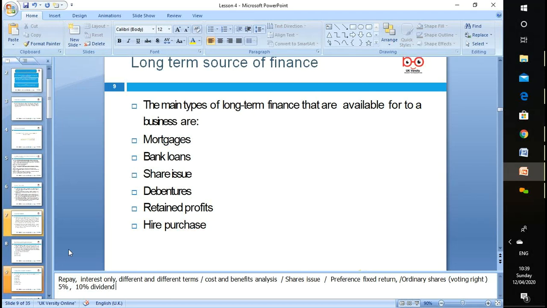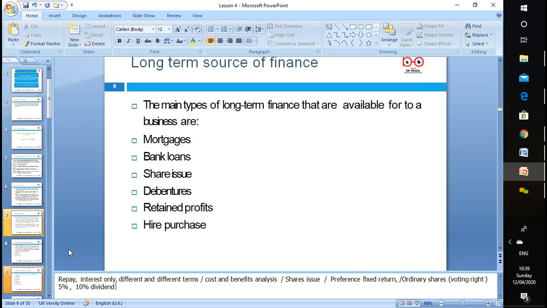A debenture is also part of long-term loans, and can be secured or unsecured against an asset. Retained profit, the previous year's profit if we are running a business, can be used. That's easy, and it is an internal source of finance as well. We can also look at hire purchase. Yes, your car can be purchased on a hire purchase agreement.